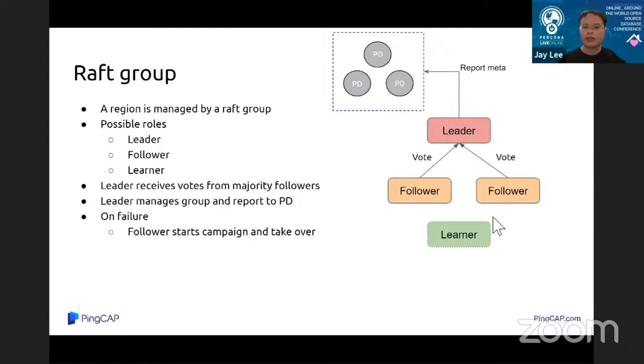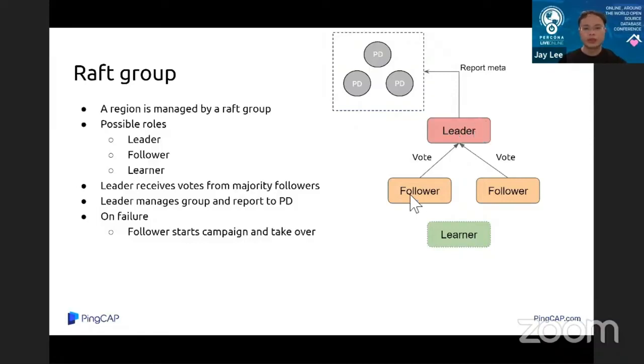In a region, all replicas can have different roles. Most of the time, possible roles are leader, follower, and learner. A follower that receives the majority of votes from other followers becomes leader. A leader is responsible for handling replication and providing the latest view of its data to the clients. It also reports the configuration of the region to PD periodically.